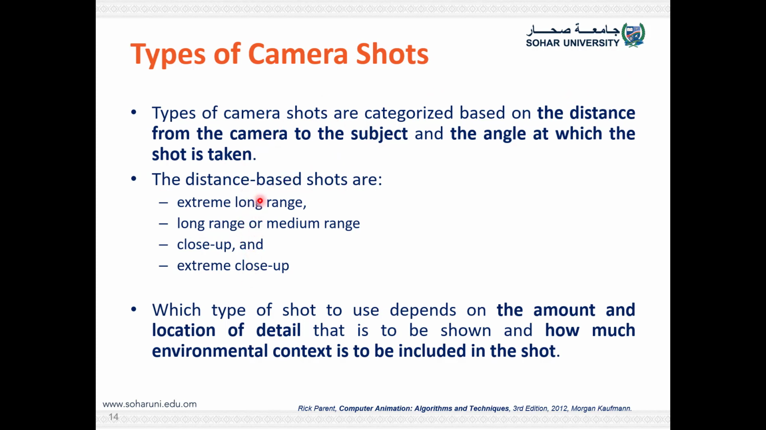It has different, of course, types: extreme long range or medium range, close-up or extreme close-up. Now, which type of shot to use, this one or this one, distance from camera to subject or this category? This depends on 2 parameters: the amount and location of details that I want to show in my shot, or how much environment to be included in the shot. So based on these parameters, I can decide about the distance from the camera to the subject category, or the second type, which is angle at which the shot is taken.